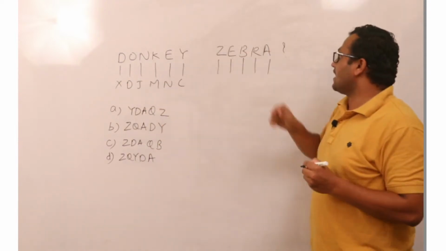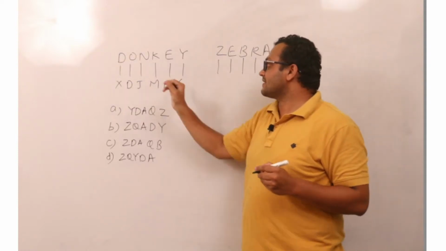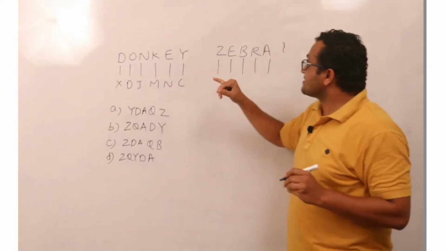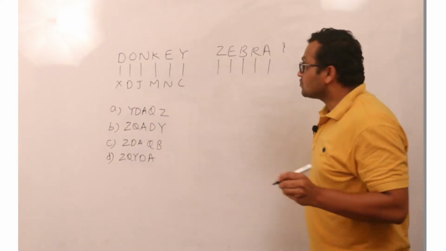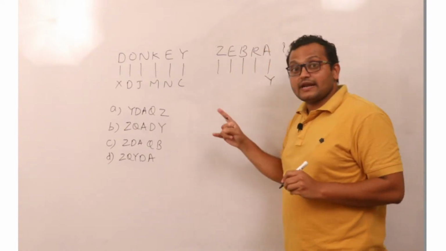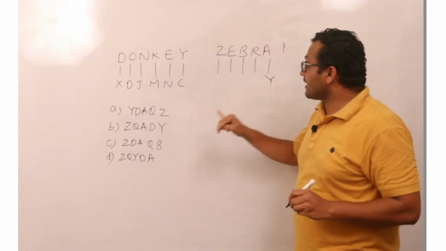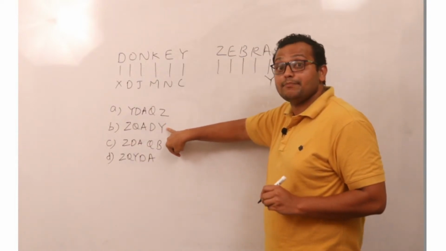Now look at zebra. For D, C is the code, meaning the previous letter is written at the extreme right. In the same case, for zebra, before Z, Y comes, so we write Y here. At the extreme right, Y should come. Now look at the options A, B, C, D. Where is Y written? Here, only in option B.